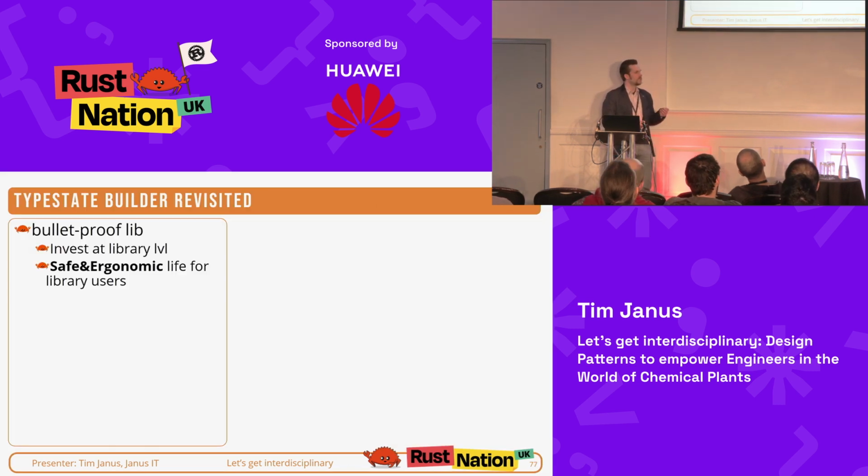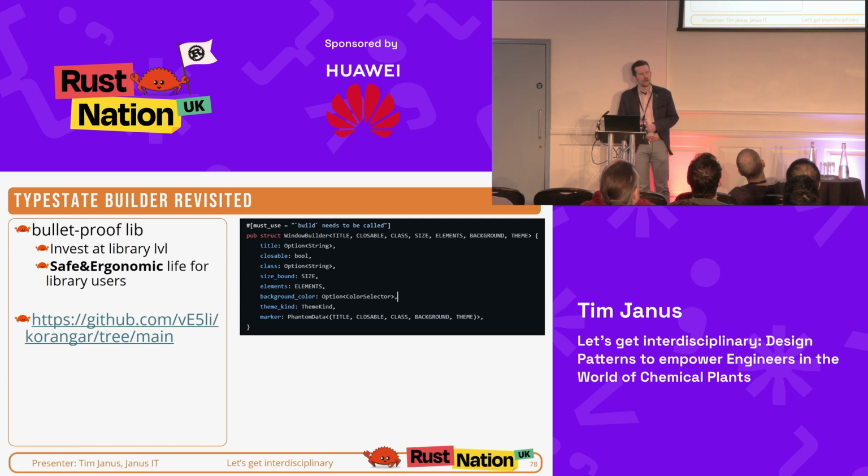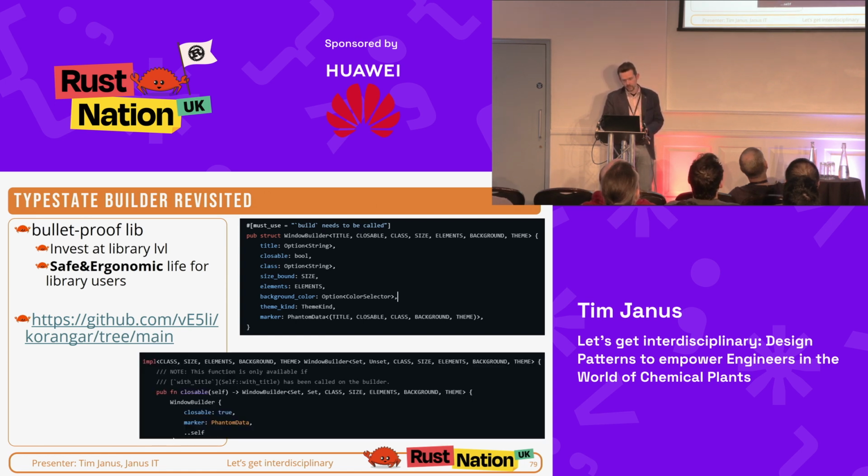There's a possibility to have a real type state builder, for example, and this is important if you want to have a bulletproof library. You do some investments at the library level, and you have it safe and ergonomic for the library users. For example, in the Ragnar client of Lucas Putz, it's used there. And here you can see a lot of generic parameters. The interesting thing is in the lower code, which is not highlighted on this slide.